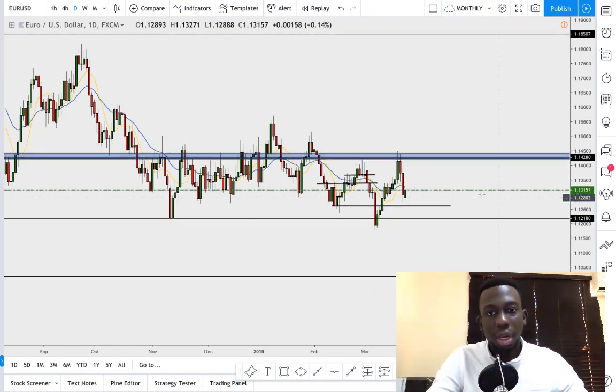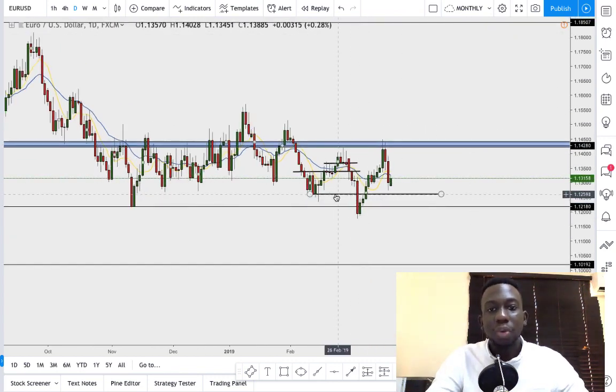Now, euro dollar, another 50-50 case. We're putting in a head and shoulder pattern. As you can see, left shoulder, head. This is looking like a right shoulder once we come all the way back to the downside. Now, two things can happen. If this head and shoulder pattern holds, same as GBP/USD, what could potentially happen is something like so.